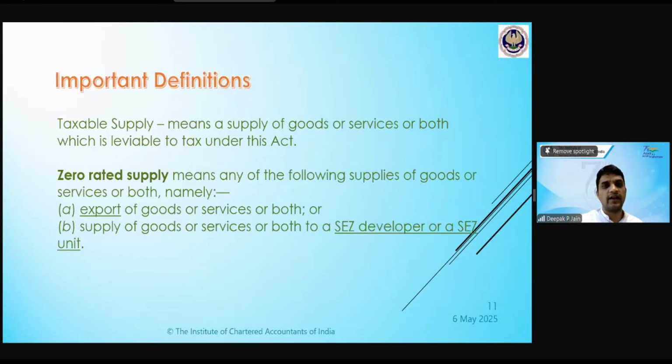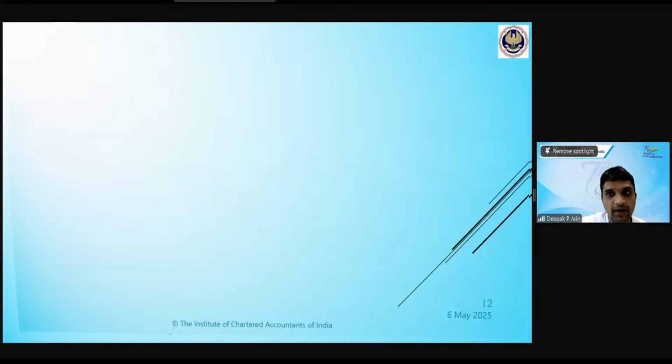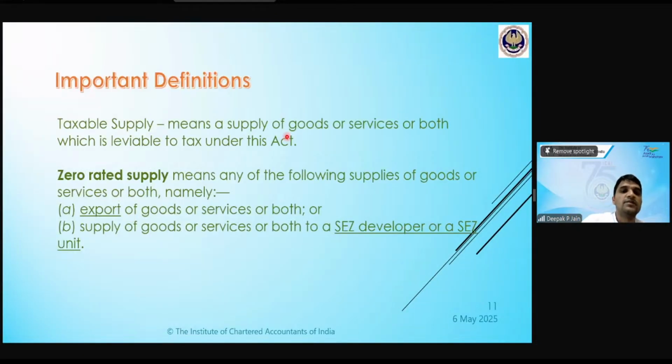Next, we know taxable supply and zero rated supply. Correct? Taxable supply means a supply of goods or services or both which is leviable to tax, and zero rated supply is export and SEZ supplies. Clear? So, with the heavy definitions done, we'll go to section 16. But before that, we need a break. We'll take a break of 10 minutes and catch up at 4:50.